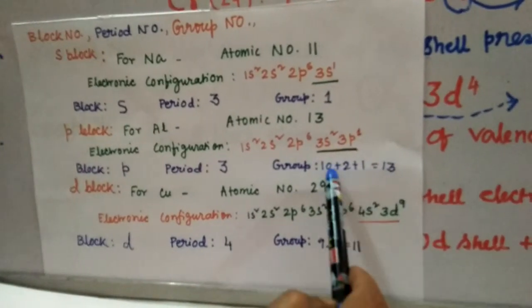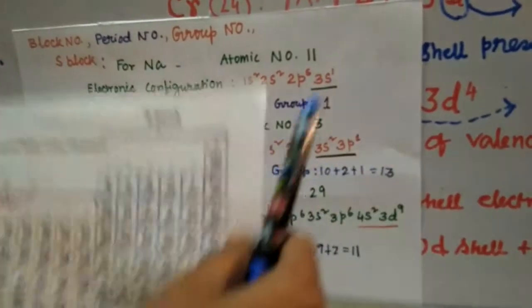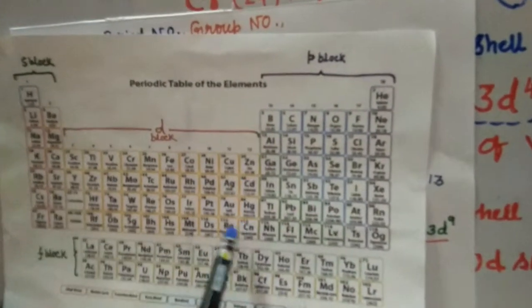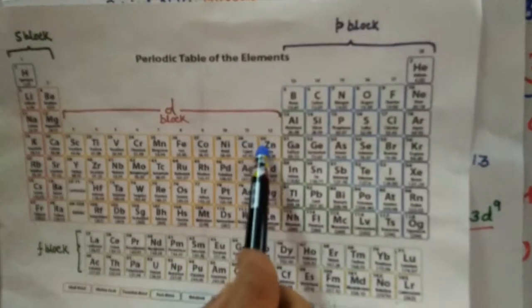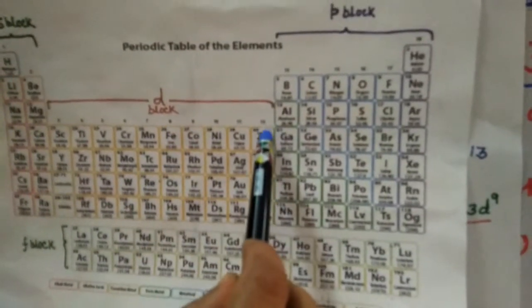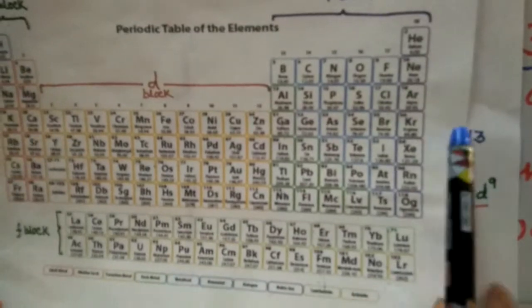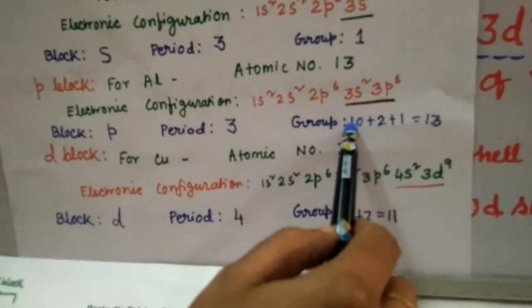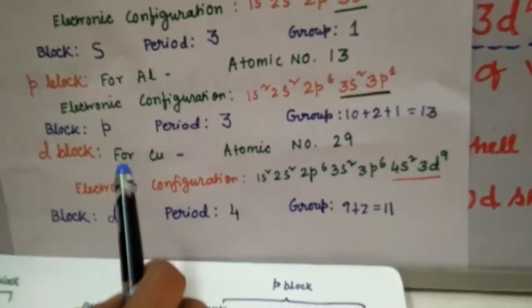And do you know how this 10 has come? I should explain it to you. Here you see these are the p block elements and these are the d block elements. In the d block elements we have already filled up 10 electrons. Then this p block comes. That's why one additional 10 is incorporated while calculating the group number.